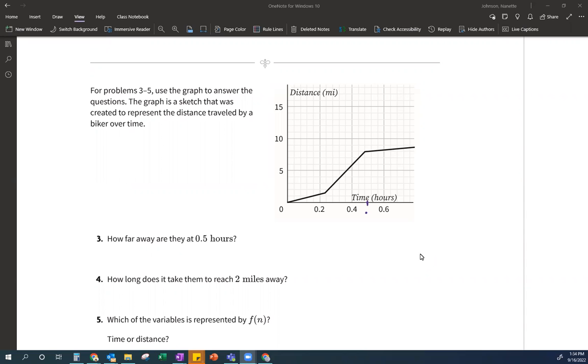And then I'm going to draw it all the way up and find out where that point is, which is right there. It's not exact, because if you kind of look, it's a little bit above that line, but I'm just going to go with it. So it's about 8 miles.